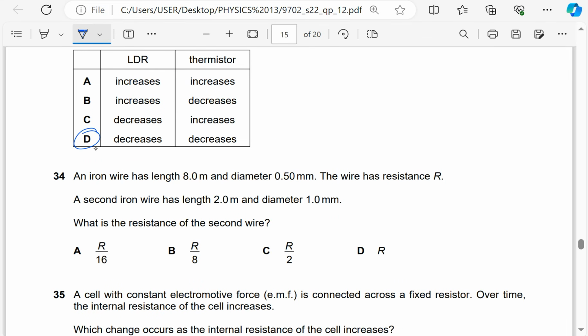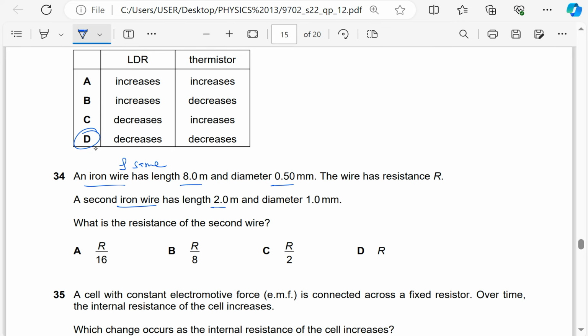An iron wire has length 80 meters and diameter 0.5 millimeters. The wire has a resistance R. A second iron wire has length, second iron wire, so it is iron. That means resistivity is the same, where rho is the resistivity. What is the resistance of the second wire?